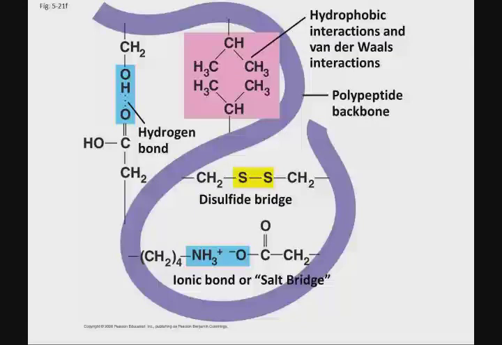Again, hydrogen bonding, van der Waals forces, hydrophobic interactions, disulfide bridges, ionic bonds. All right? So that's really, really important. This is a great slide to kind of commit to memory. And as we talk then about the function of proteins, we're going to see how these forces can be perturbed, and hence that affects the function of the protein.